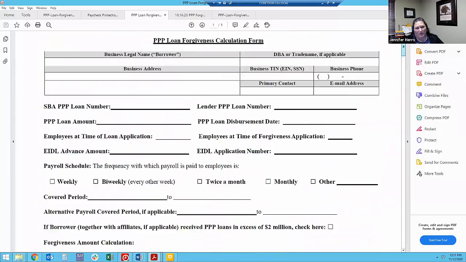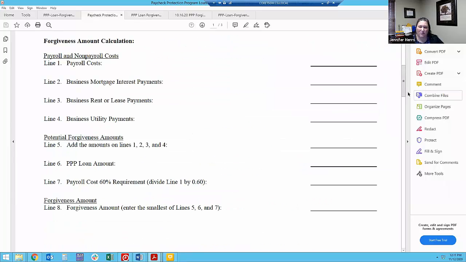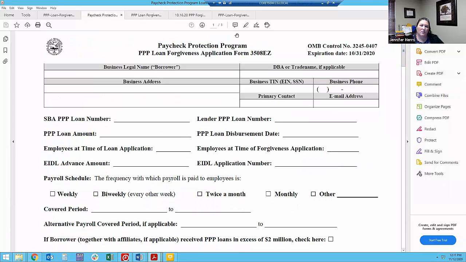Another question we get: somebody quit and I can't rehire them. They just refuse to come back, anything like that. You can still use the EZ form because it takes out anything like that. You're given 25% for reducing, but if you just can't, you had to fire them for a reason or they quit, it gives you leeway on that as well.